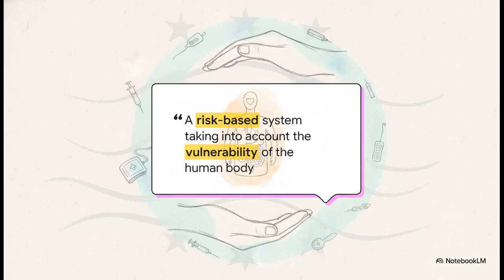As we start to wrap things up, I really want to read this foundational quote directly from the source document. Classification of medical devices is a risk-based system, taking into account the vulnerability of the human body and the potential risks associated with the devices. It is so easy to get lost in the subclauses and the flowcharts, right? But this reminds us of the ultimate goal. At the end of all this paperwork, the real purpose is protecting human vulnerability.